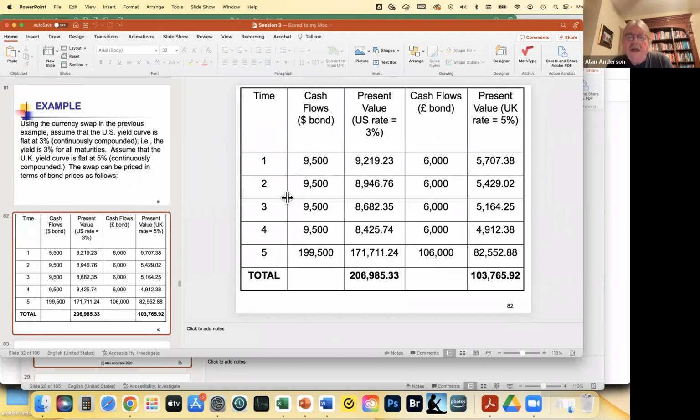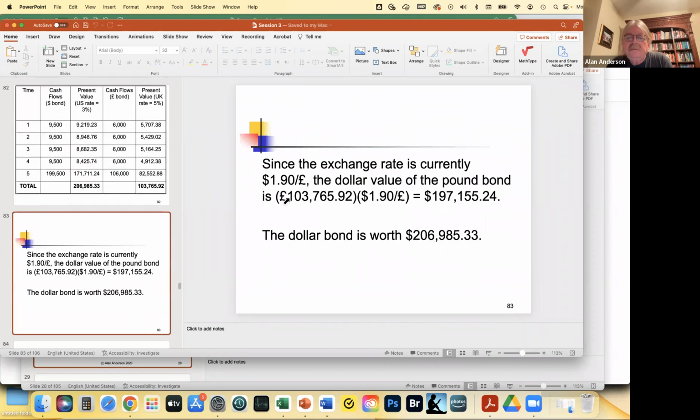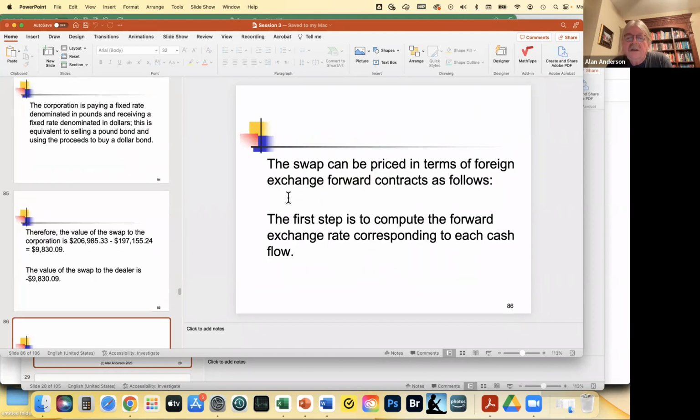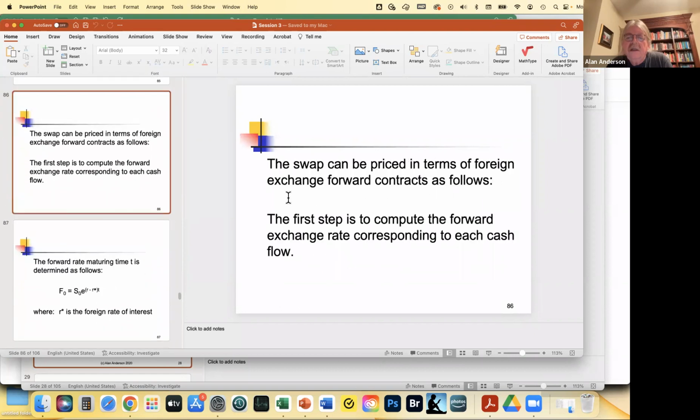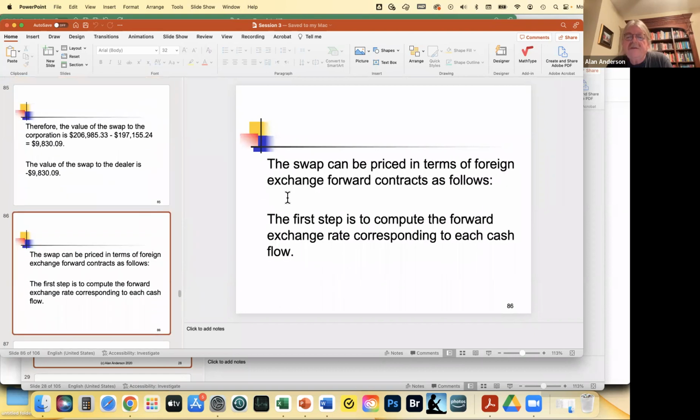All right, actually, okay, wait a minute. Here it is. Yes, we can do this. The swap can be priced in terms of foreign exchange forward contracts in the following way.